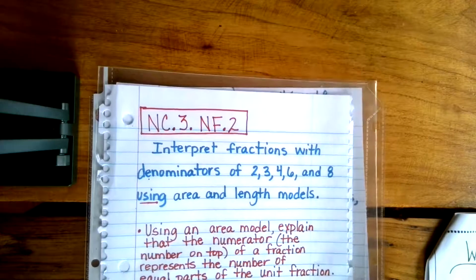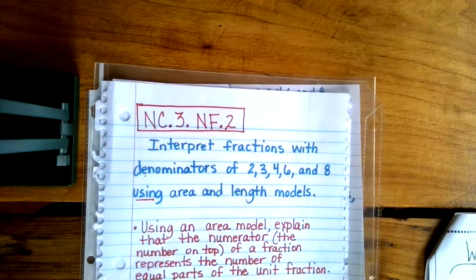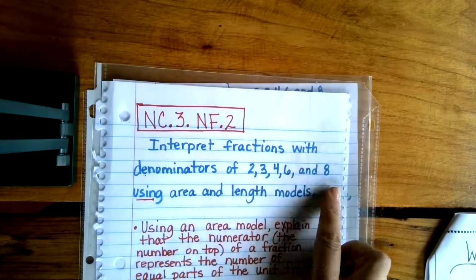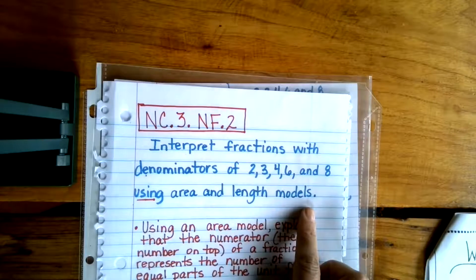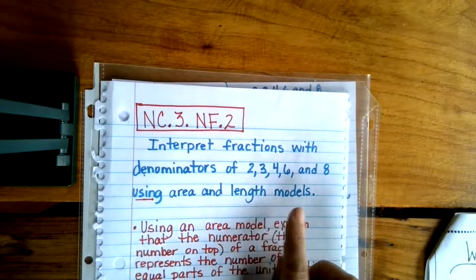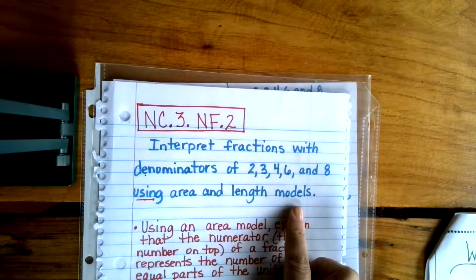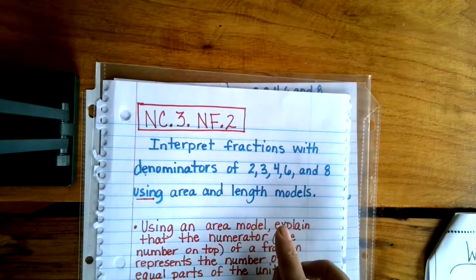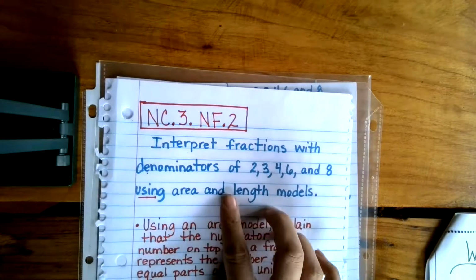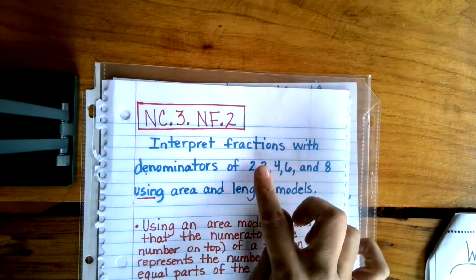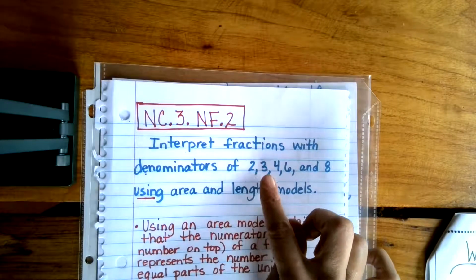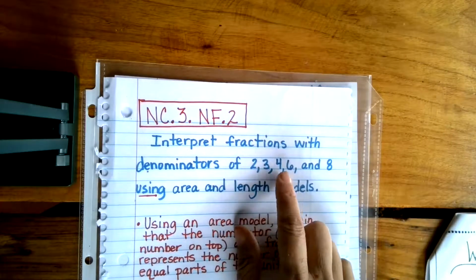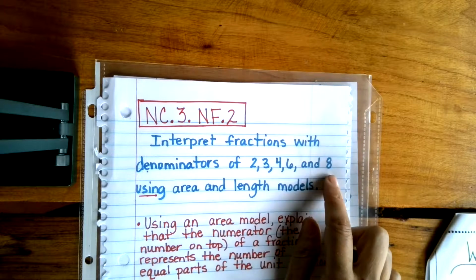And today what we're going to be looking at is being able to interpret fractions with denominators of 2, 3, 4, 6, and 8 using area and length models. What's an area and a length model? Okay. And that's what we're going to look at today, along with doing a story problem. But remember, in third grade, the fractions of the denominators 2, 3, 4, 6, and 8 is what we're looking at. Halves, thirds, fourths, sixths, and eighths.